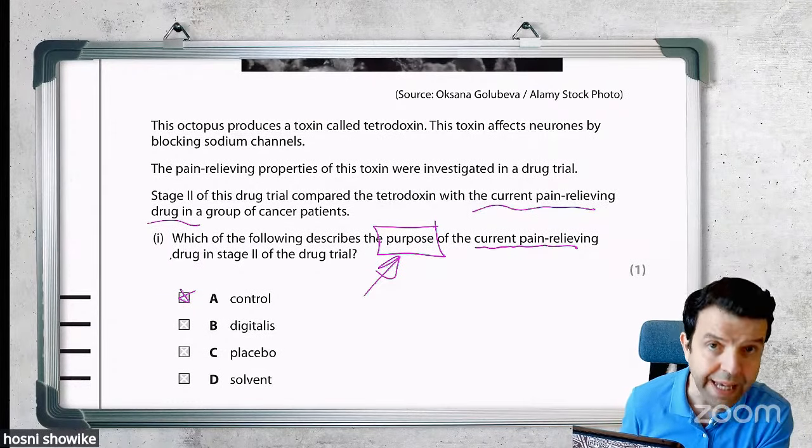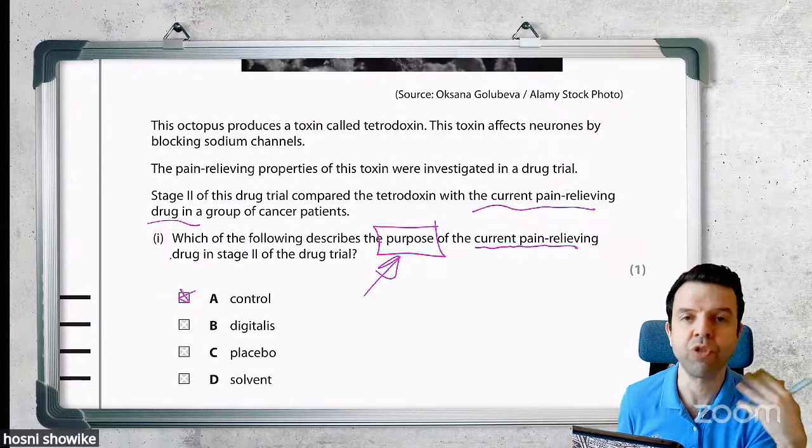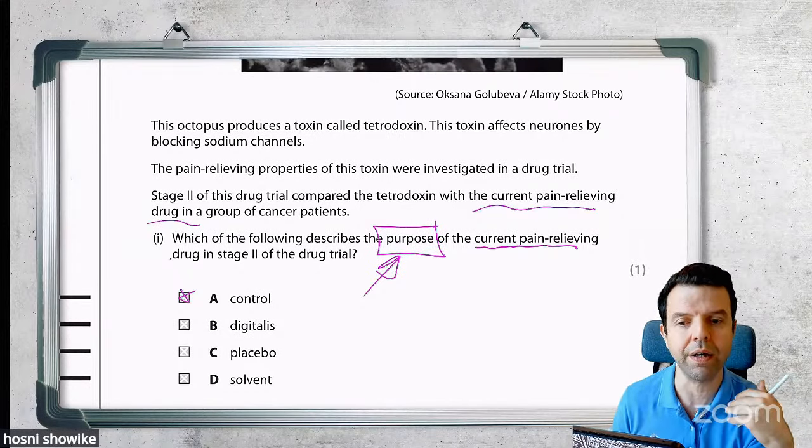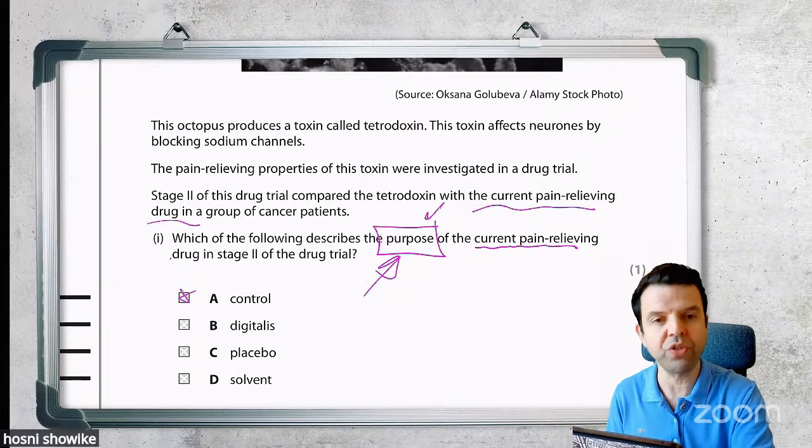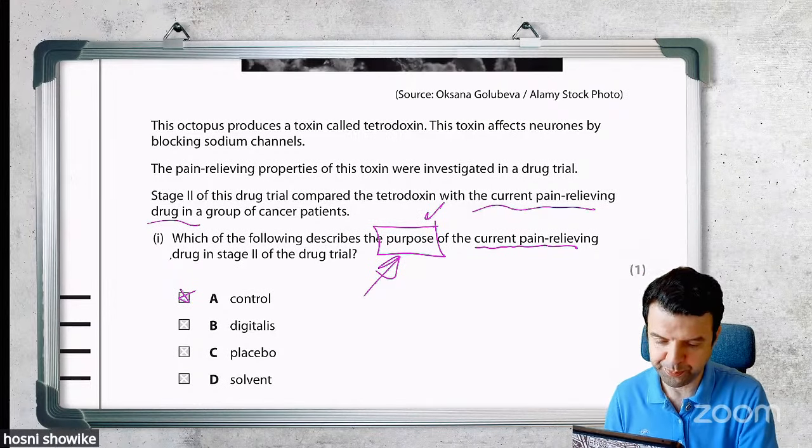If they ask, what's the name? What is the term used for that? You say, well, yeah, it's a placebo. But here, it's the purpose. So you say, well, it's been used as a control.